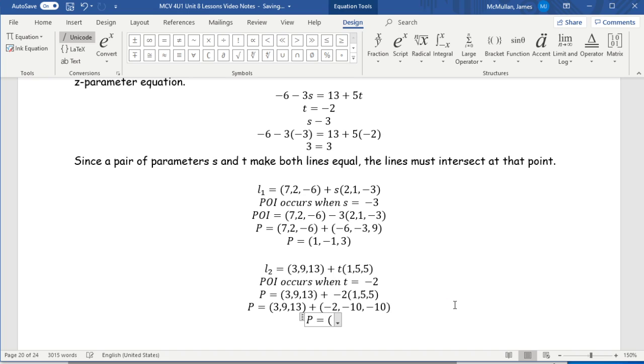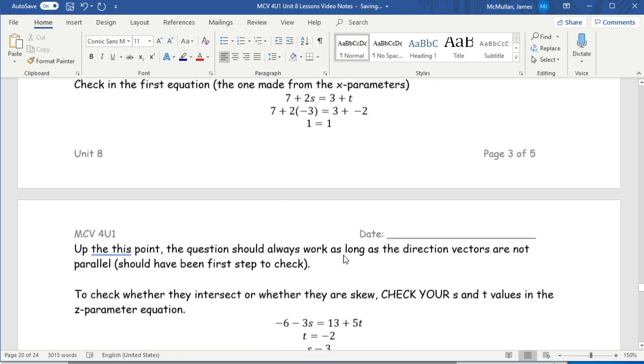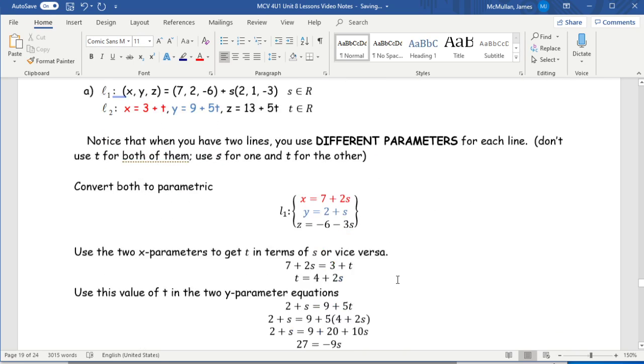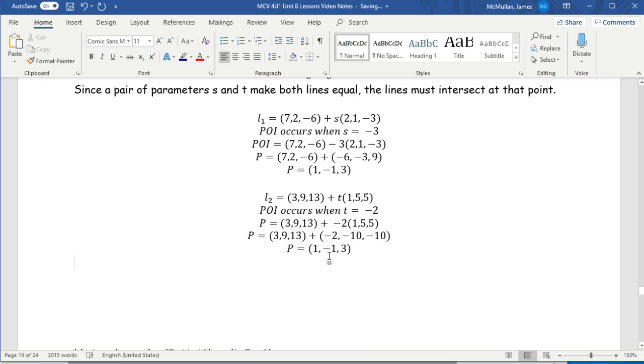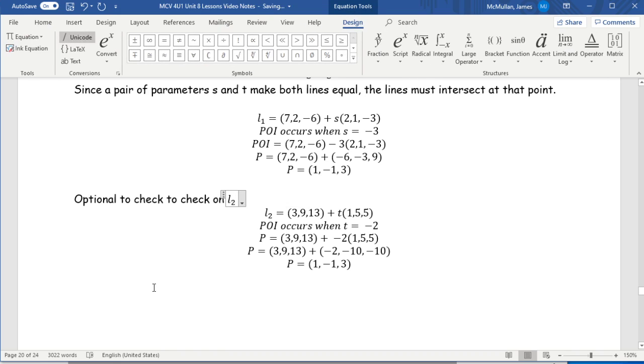So we get 3 plus negative 2 is 1. 9 plus negative 10 is negative 1, and 13 plus negative 10 is 3. So notice that no matter which way I go about it, I get the same point of intersection. Again, you would not need to do both, just one would be fine. I just wanted to show that they both, in fact, work. Okay, so find the intersection of each pair of lines. We found that they intersect at the point 1, -1, 3. I'll just write up here, optional to check on L2. Okay, you don't need to.